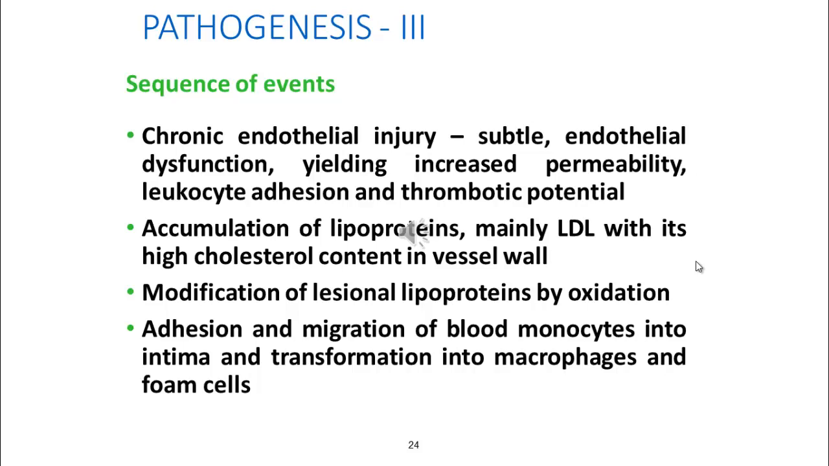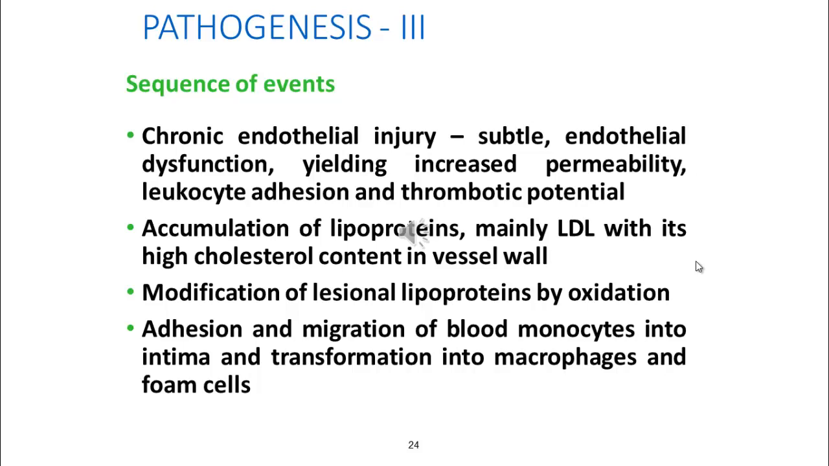The main sequence of events in the pathogenesis of atherosclerosis is chronic endothelial injury, which can be a subtle one. The endothelial injury can lead to endothelial dysfunction, yielding increased permeability with leukocyte adhesion and thrombotic potential. There is increased chance of accumulation of lipoprotein at the area of injured endothelial cells, especially LDL, which has a high cholesterol level.